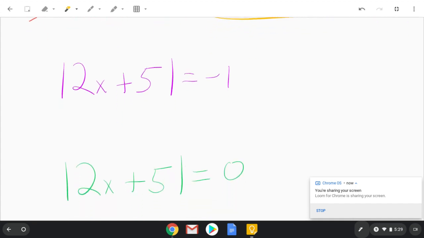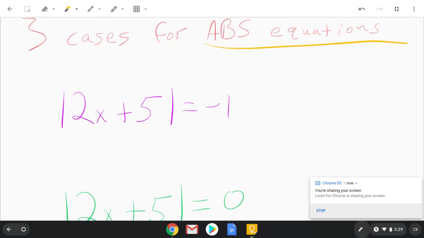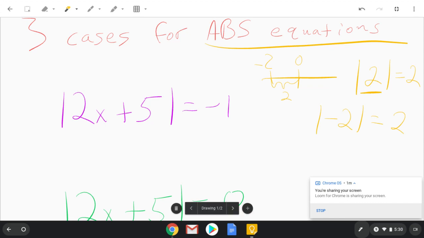So let's look at this purple one here for a second. The absolute value of 2x plus 5 is equal to -1. Now, if I ask you what the absolute value of 2 is, that would be 2, because the number 2 has a distance from 0 of 2. The same for -2. The absolute value of -2 would be 2, because this number on the number line is a distance of 2 units away from 0. That's what the absolute value is. It's asking how far something is from 0.